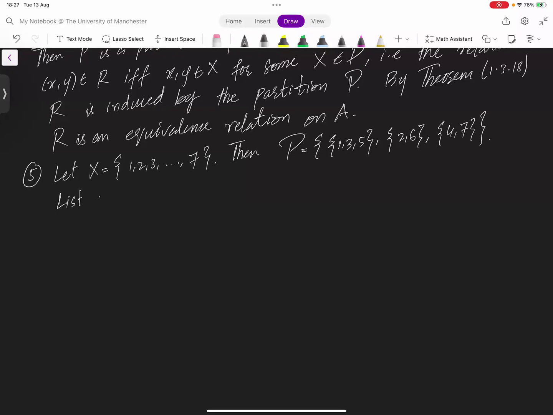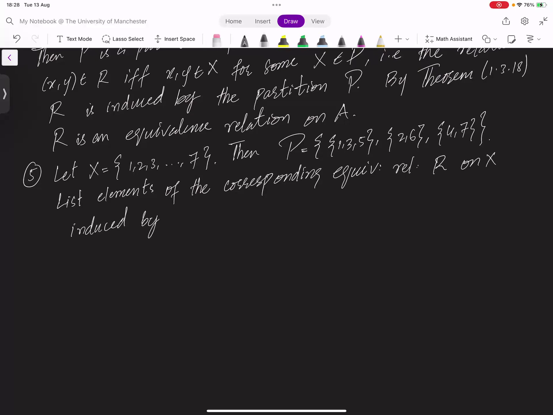List the elements of the corresponding equivalence relation R on X induced by this partition.